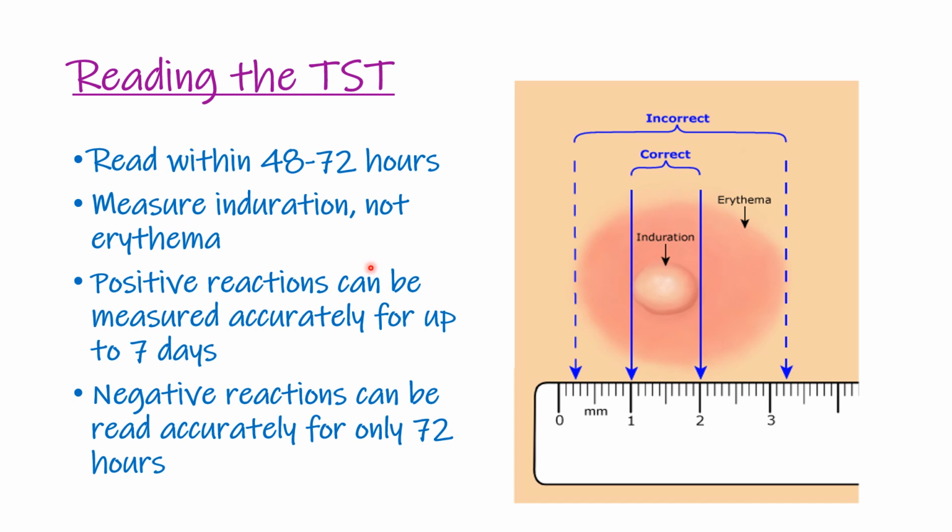Okay, so how do we read it? This is very important. As we have said before, you read it within 48 to 72 hours. You measure the induration, not the erythema. This is a very good image to indicate this. This is the induration, and this is the erythema. If you measure from here to here, you will have measured the incorrect one, that is the erythema. However, if you measure from here to here, this is the correct measurement, that is the induration. Positive reactions can be accurately measured up to 7 days. However, negative reactions can be read accurately only after 72 hours.